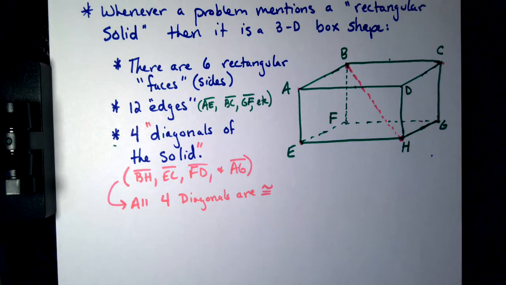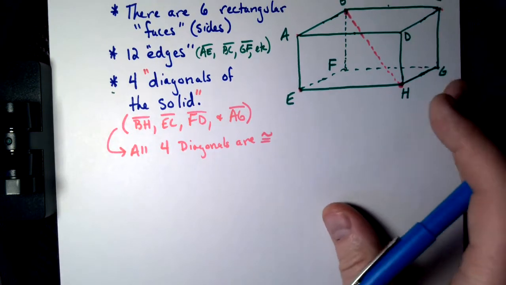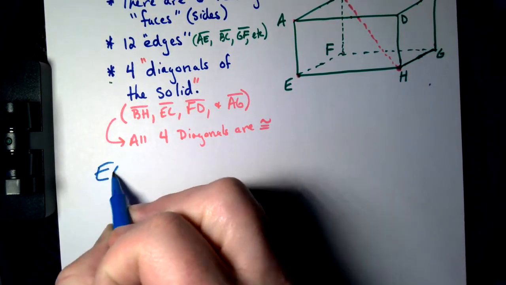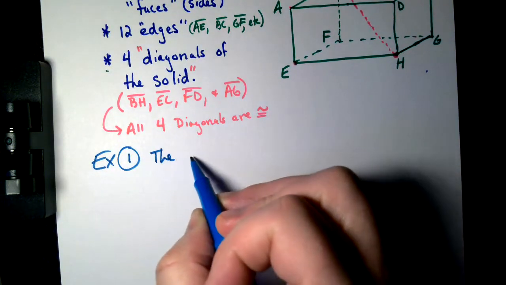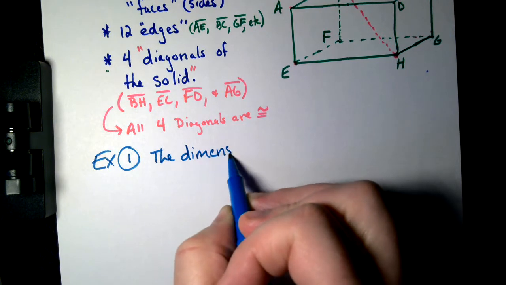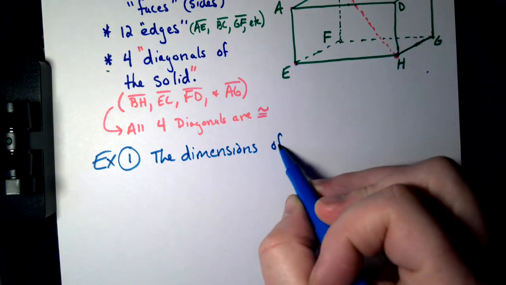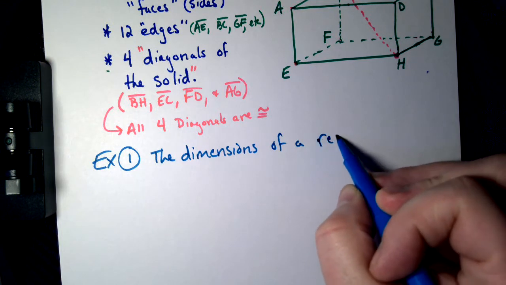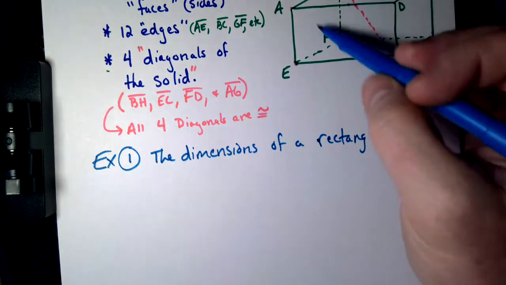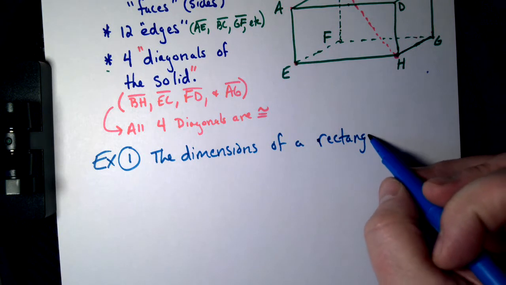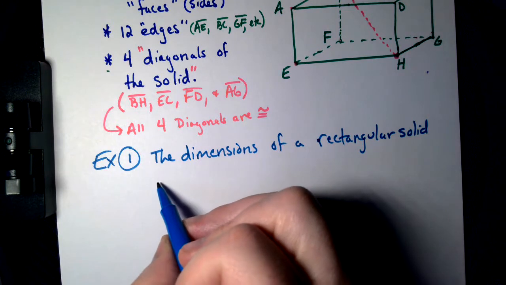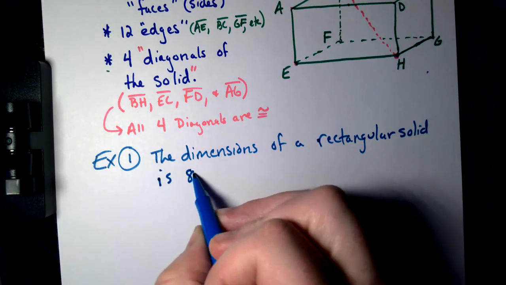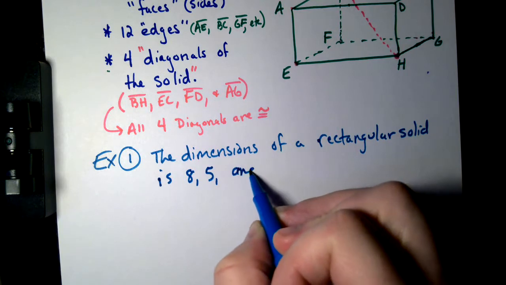All right, so how do they set these kind of problems up? So a diagonal problem in a rectangular solid would look something like this, an example 1. Example 1 would say the dimensions of a rectangular, and that's just letting you know all the sides are rectangles, of a rectangular solid is 8, 5, and 3.